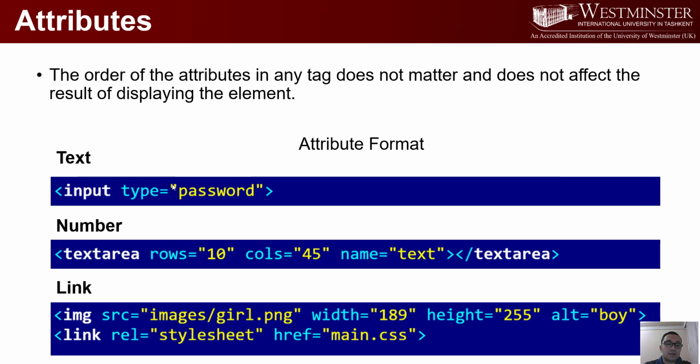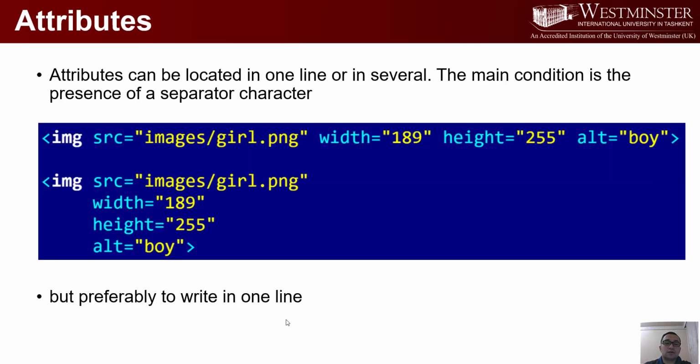Attribute format can be in the form of text. For example, here we are passing type equals to password. This is simple text. Attribute value can be in the form of number. Here we are giving rows equals to 10. Attribute value also can be in the form of links. Please pay attention. Here we are saying image source is equal to image/girl.png.